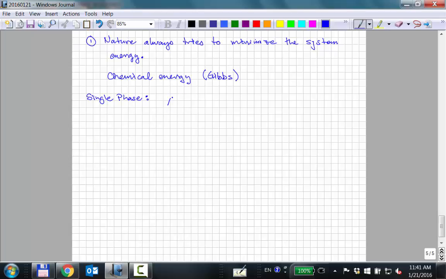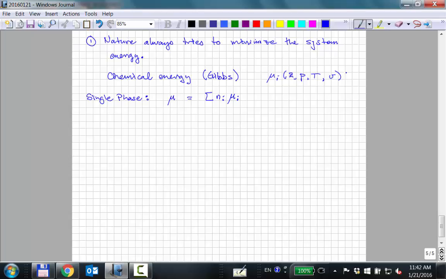And then the total energy will be equal to the sum of the total moles of component I times the chemical energy of component I. And the chemical energy of component I can be calculated from the overall composition, pressure, and temperature. You also need the molar volume, but you can get that from the composition, pressure, and temperature.